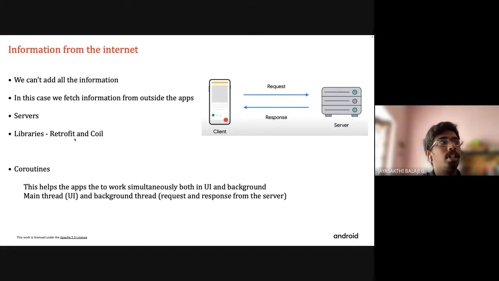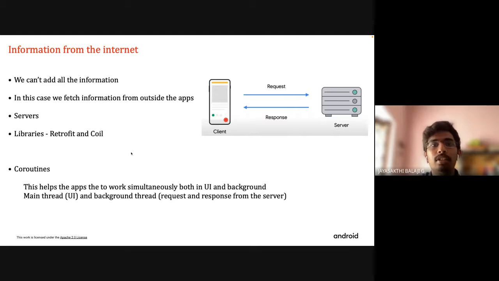Then we use Retrofit and Coil libraries. It is also a part of the Jetpack library. Retrofit is used to retrieve the data from the server if the client has asked something. Coil is to load the data in the app. So if we use an app for the request, the Retrofit library will request an HTML page or something. The Coil library is used to load the HTML page or some data from the server into the app. So we use these two libraries.